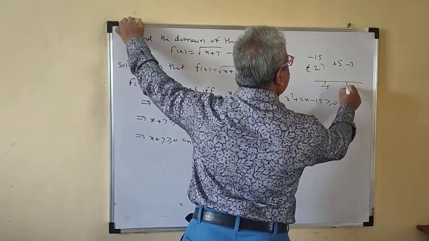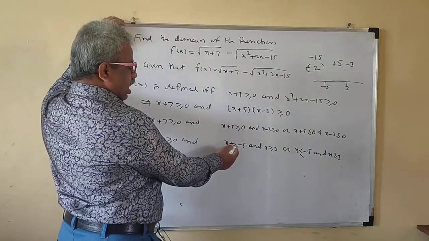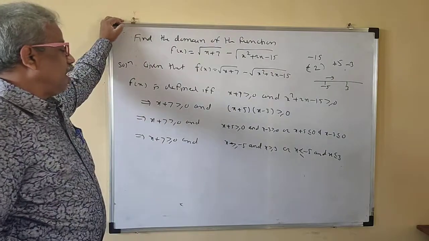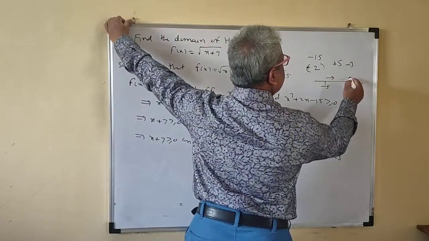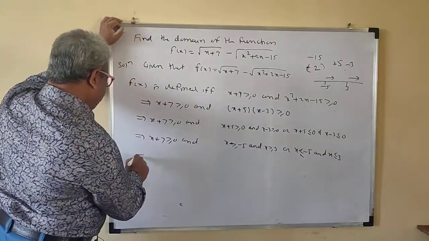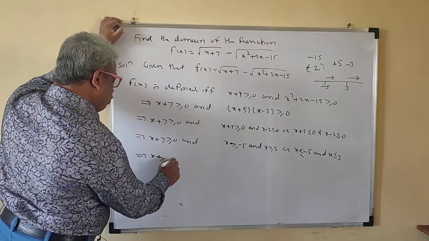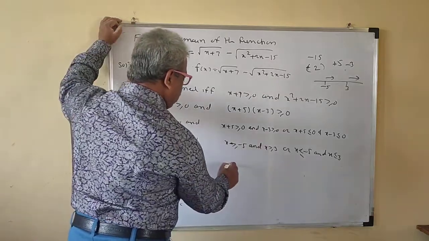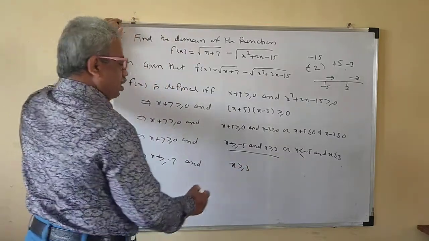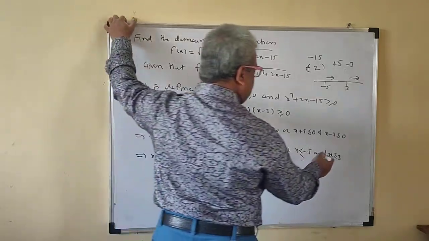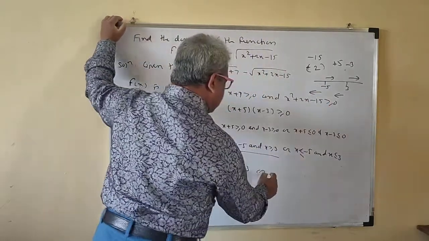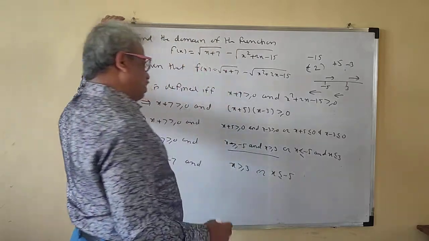Now your minus 5 is here, your 3 is here. What this says? x is greater than minus 5. And this says x is greater than 3. So it is enough to say that x is greater than or equal to 3. So this implies that x is greater than or equal to minus 7. And from this one you will simply say that x is greater than or equal to 3. Or x is less than minus 5 and x less than 3, it simply says that x is less than or equal to minus 5.